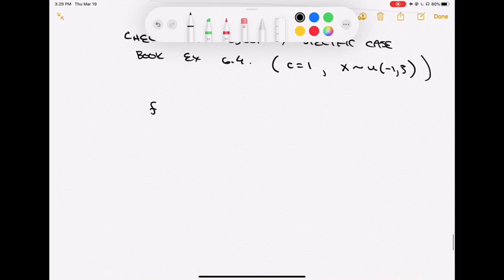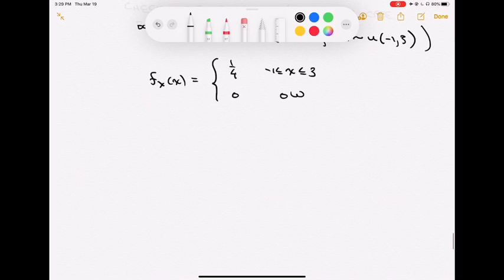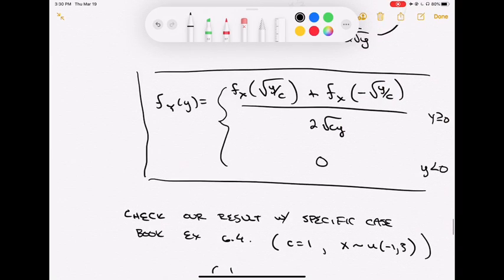So we know in this particular case, f_X of x is equal to 1/4 for -1 less than or equal to x less than or equal to 3, and it's 0 otherwise. If we are interested in finding our f_Y of y, we said here that Y in this particular case is going to be c times x squared. C was 1, so it's just going to be x squared. We're looking for the distribution on y when we square x. We just need to use the result that we had previously obtained. This one's sitting up here.